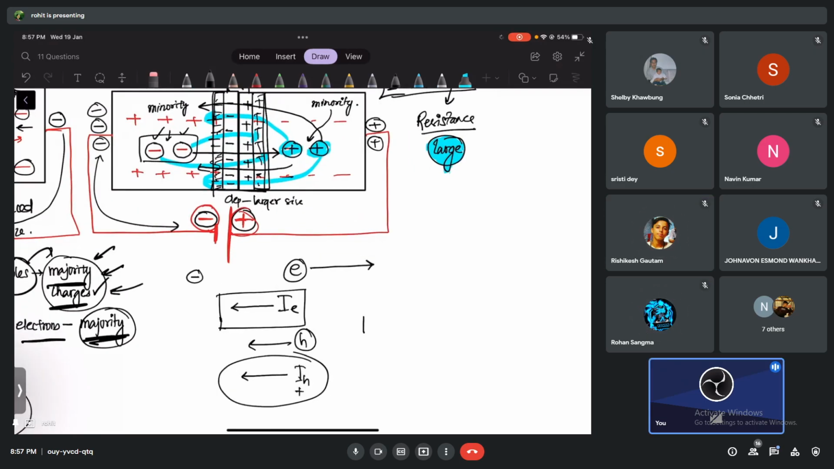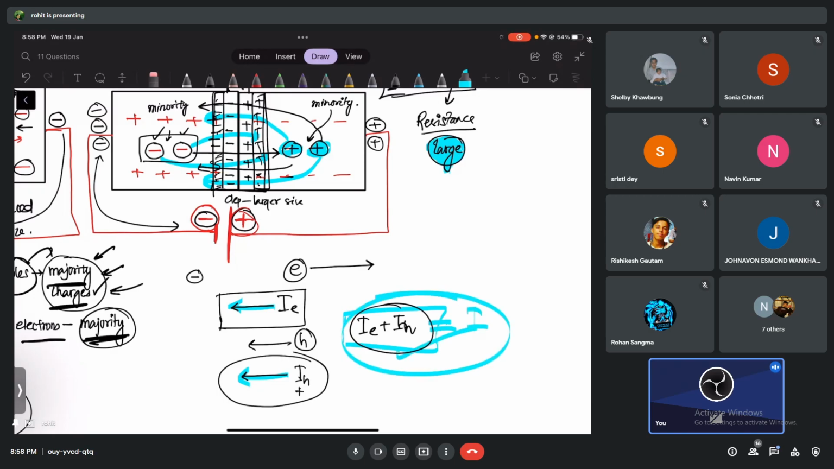So what is the total current, guys? Will I add them or subtract them? Add, because the current due to electrons and holes, their direction of motion is opposite, but the current is in the same direction. So again we are getting current due to what, guys? Both electrons and holes. But this current, as I told you, will be large or small? Small current. And you know the reason, because only minority charges will cross.